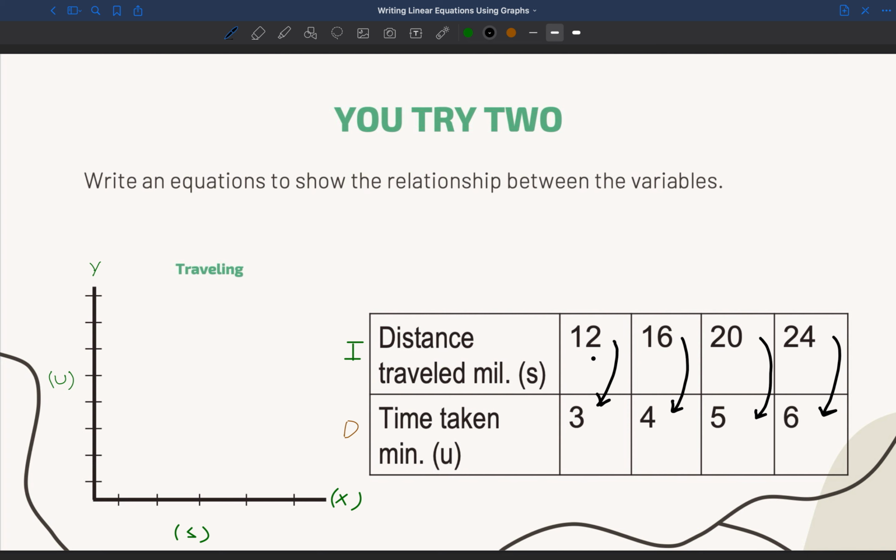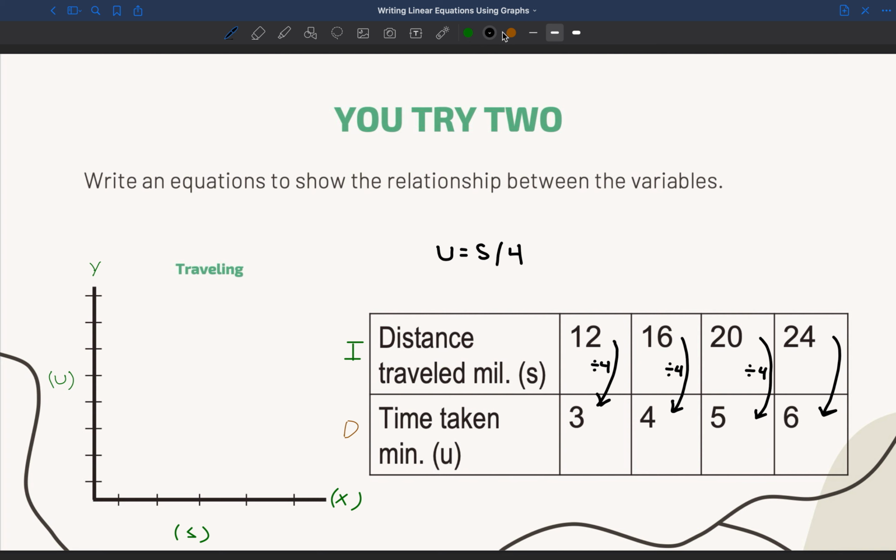Looking at this, we're going to try dividing first. What divided by 12 will give us 3? Well, I know 12 divided by 4 will give us 3. Let's look at 16. 16 divided by 4 will give us 4. Looking at 20, I know that 20 divided by 4 will give us 5. So it looks pretty consistent that our linear equation would be u equals s divided by 4.